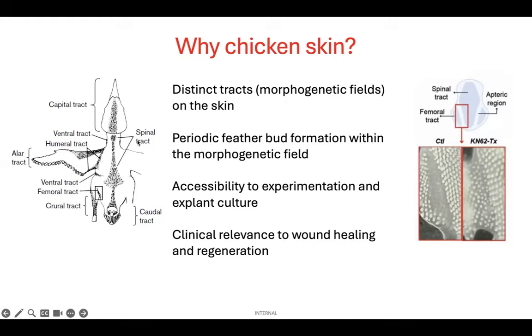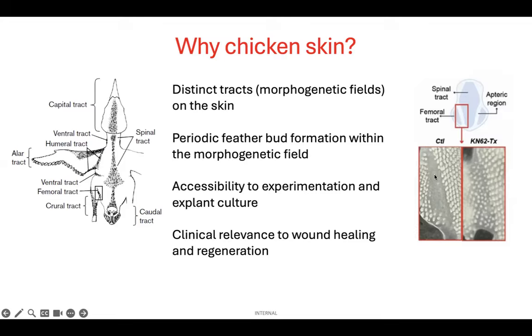One is that, can you see my cursor? Yes. Okay. One is that the feather buds, which we are going to study, appear in very distinct regions on the chick. So this is the dorsum, the back of the chick, and you can see indicated by these dot patterns here. These are specific distinct tracks. This is exactly where the buds develop. There are also regions where there are no buds, and these are called apteric regions.